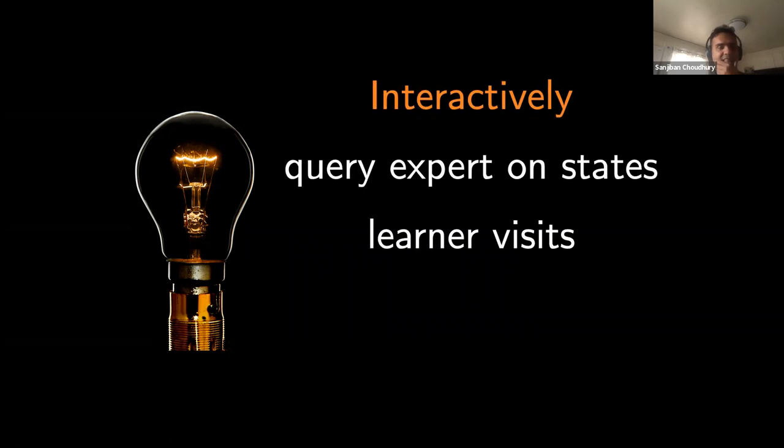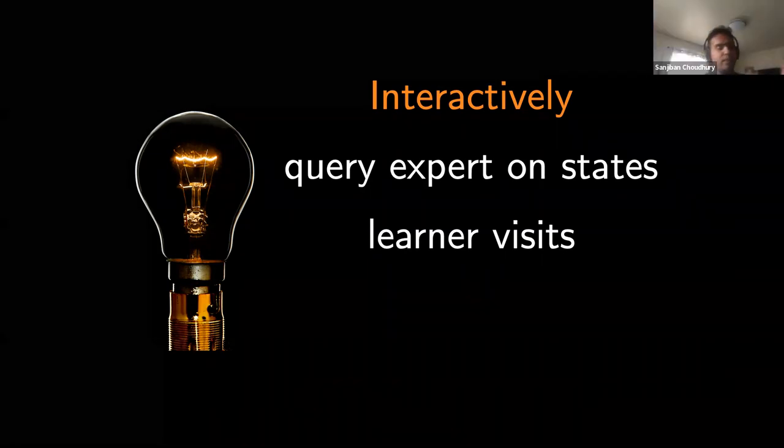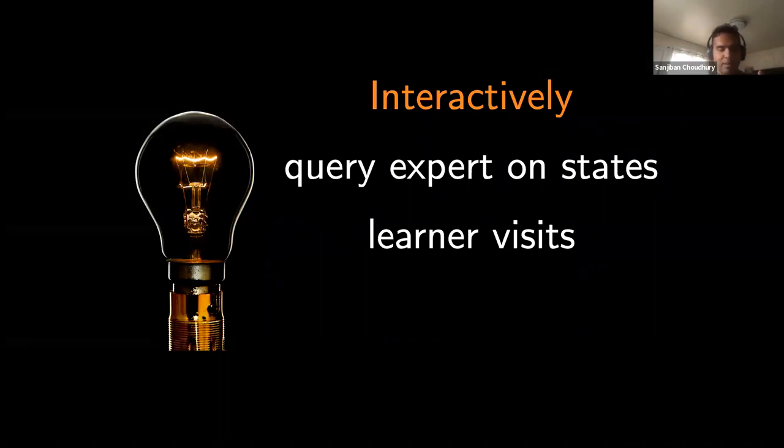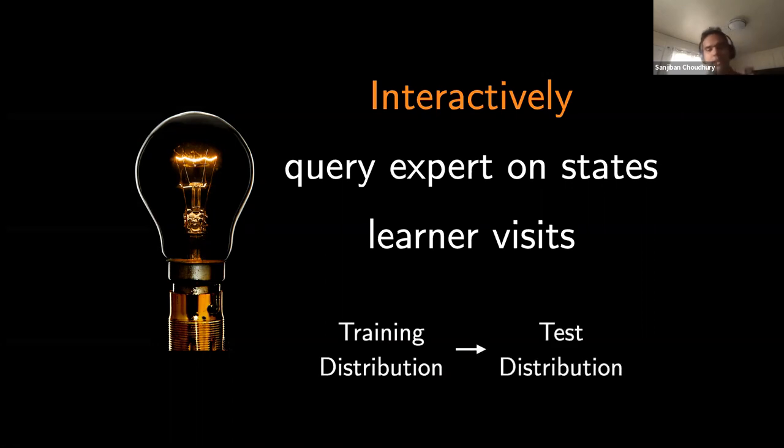Okay, so the second suggestion was data set aggregation. Before we get to that, I guess the underlying theme that we are going to try to leverage is, can we interactively query a human on states the learner actually visits? Because the problem was fundamentally one of distribution shift, right? The human visits a distribution of states that the robot doesn't visit. So it seems like the natural approach is to fix that, to get your training distribution to come closer to your test distribution. The idea is, how can we do this, right?